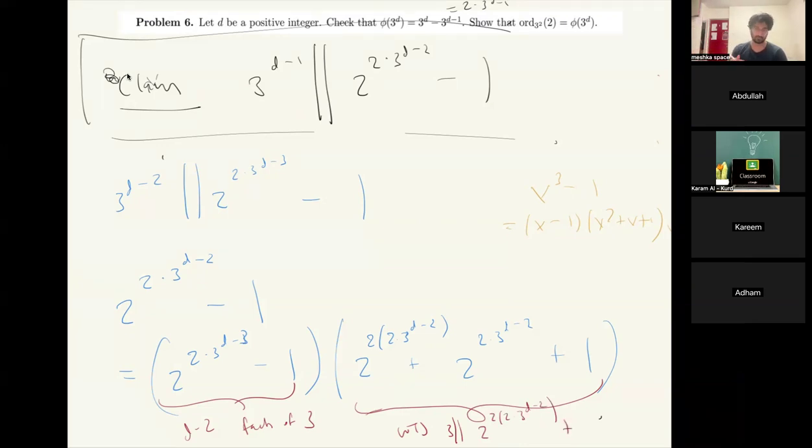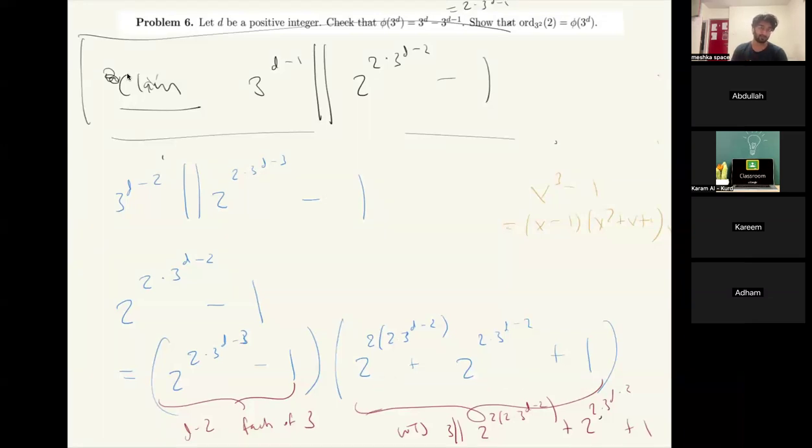What does it mean to show that 3 fully divides this? It means we want to know what this is mod 9. Okay. And what is it mod 9? Well, first of all, what is it mod 3? Can we see that this is divisible by 3? Yes, we can, because these are all 1 mod some super high power of 3, so it's 1 plus 1 plus 1, it's 0 mod 3.